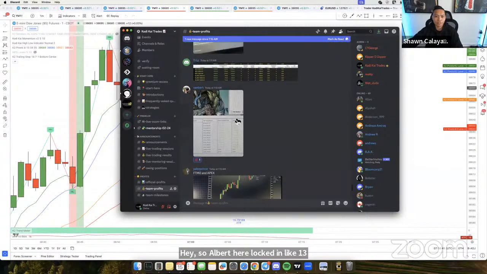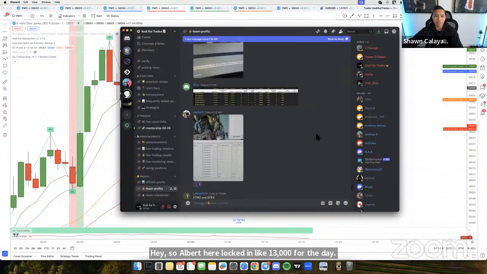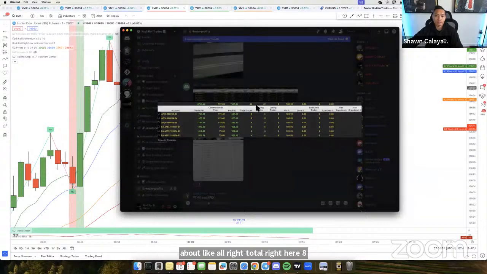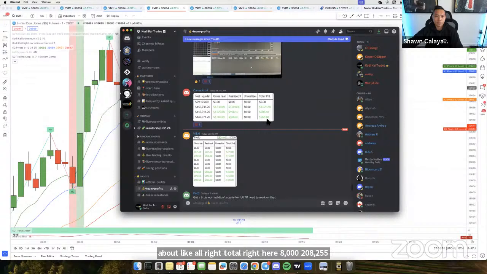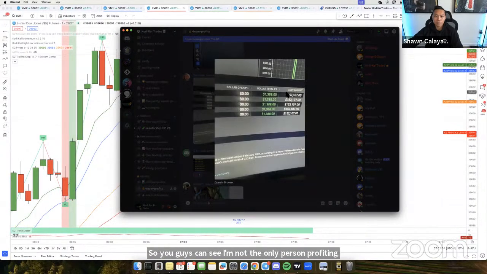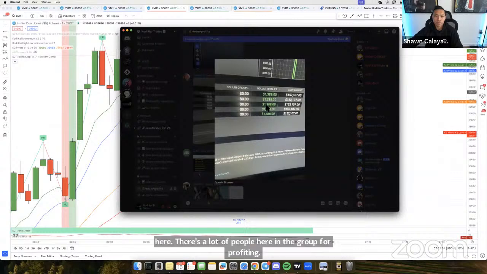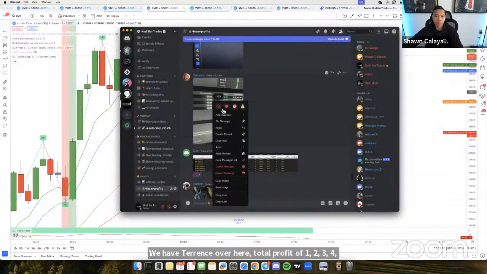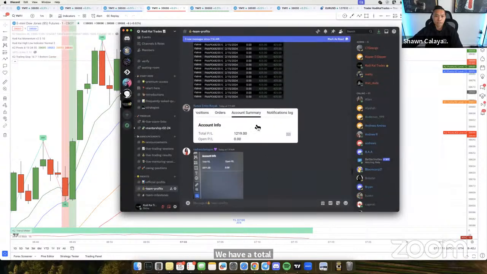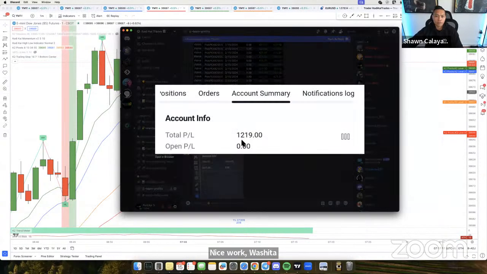Another person here locking in crazy numbers with the copier. We have Daniel over here, total profit of 8,255. Nice work, Daniel. So you guys can see I'm not the only person profiting here. There's a lot of people here in the group who are profiting. We have Terrence over here, well over 5,000 for the day. Nice work, Terrence. We have Rashida, total profit of 2,311, all wins here as well. Nice work, Rashida. We have Eunice, total profit of 1,219.